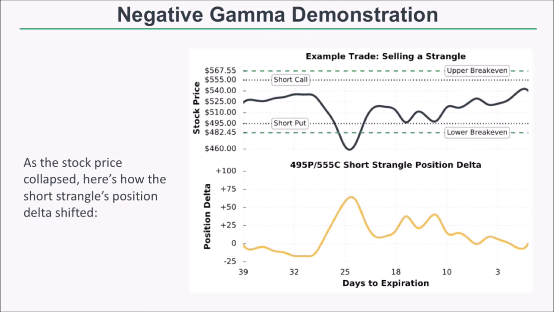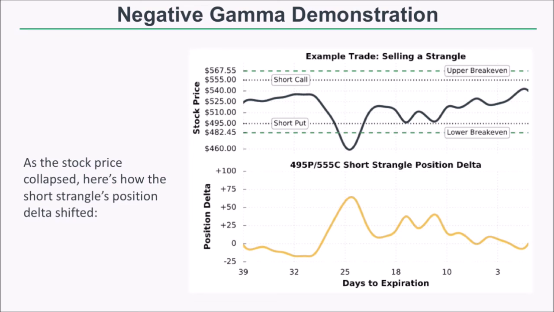So what that means is that when the stock price was at 460 and our position delta was plus 70, we essentially had exposure of a long stock position of 70 shares. So if the stock price fell by $1, we would lose $70 from that directional move, and if the stock price increased by $1, we would make $70 from that directional move.